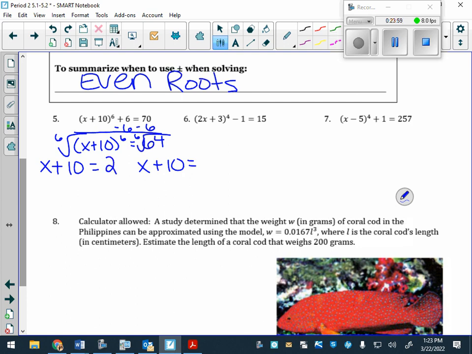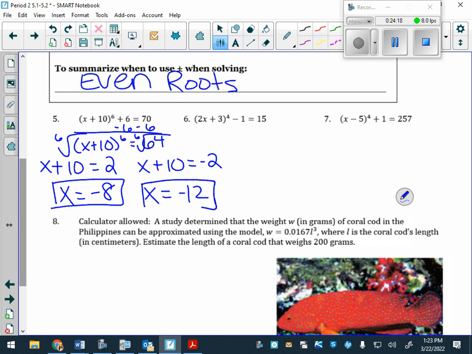So we have 2 and negative 2. Excellent, because it's an even root. So we take the 6th root of 64. So we have one solution, x equals negative 8, and x equals negative 12. So when you take an even root, you're going to have 2 answers.